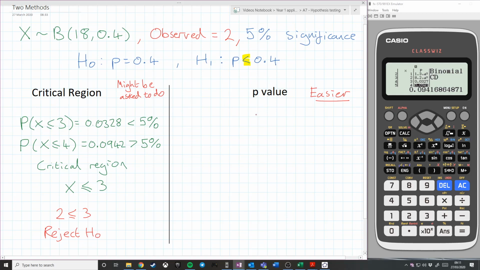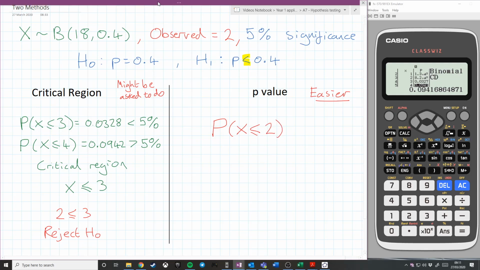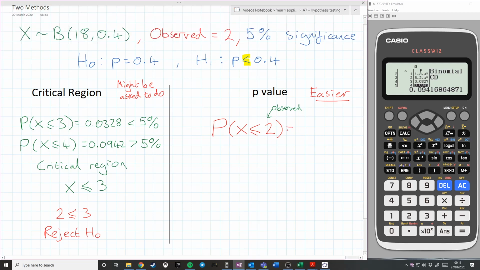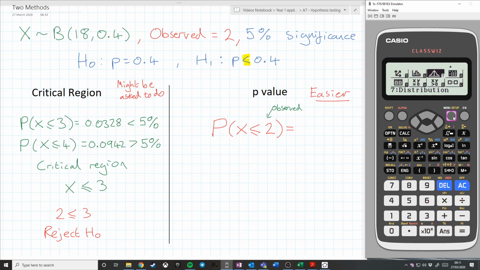Now the p-value, all that says is just look at whatever the observed value is and decide whether it means it's in the bottom 5%. So all you have to do is calculate the probability of x less than or equal to 2, which is the observed result. So this is the observed. And if you're on your calculator, you could either, if you had the list up, go directly to it on here, or you could just work it out on the variable screen. I'm going to do that.